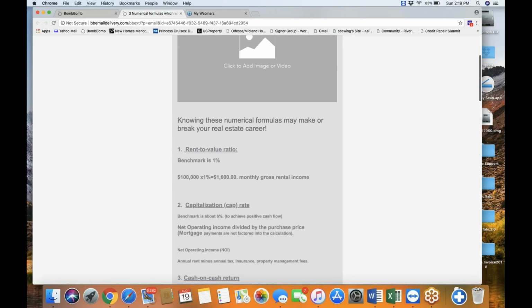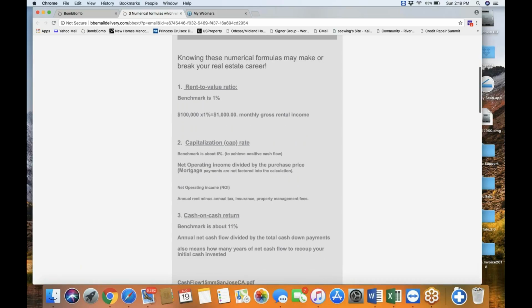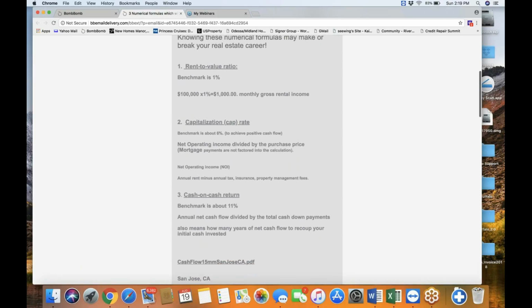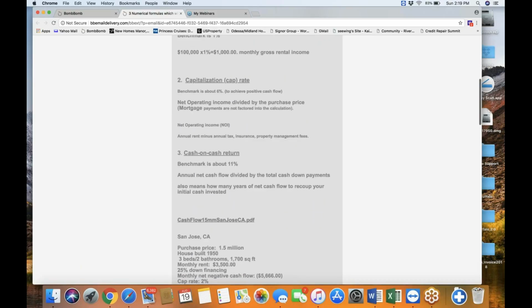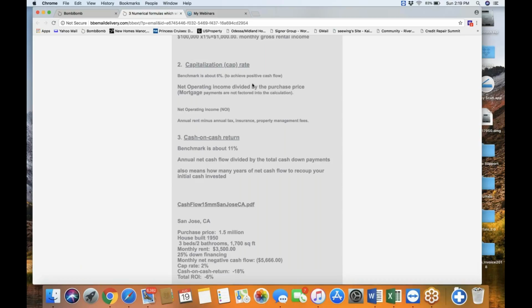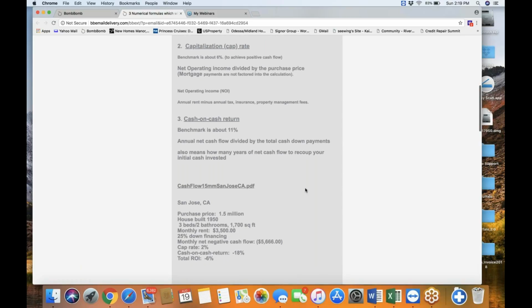At the end of the day, I have given you all the definitions of how to calculate each of the three formulas. One is the rent to value ratio. The benchmark is 1% or more. Second is the cap rate. The benchmark is 6% or higher. Go through these simple formulas. It's not rocket science, okay? Anybody with average intelligence should be able to figure out how to calculate these three numerical formulas.